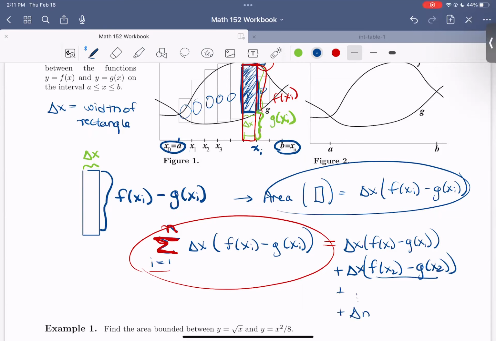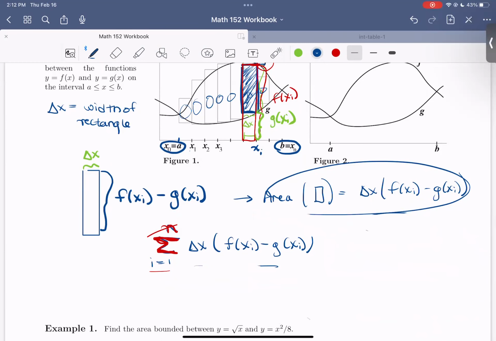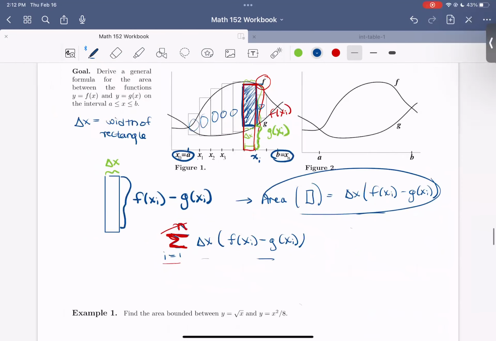Okay, so let's just clean this up a little bit. What we've written here in this sum is an approximation of that area in between the two curves. So if we want to get an exact area between the two curves, then we need the number of rectangles, n, to go to infinity. We need many, many, many rectangles, and that would mean the change of x needs to go to 0.